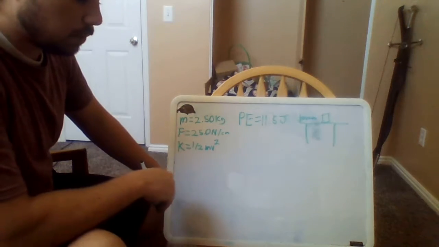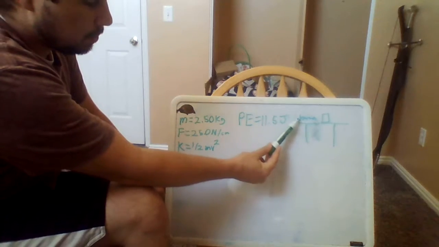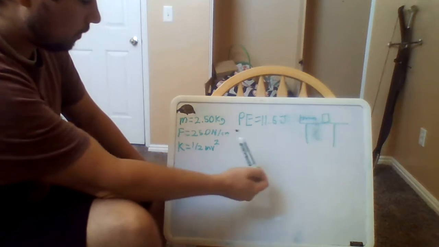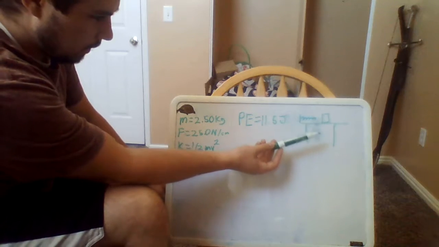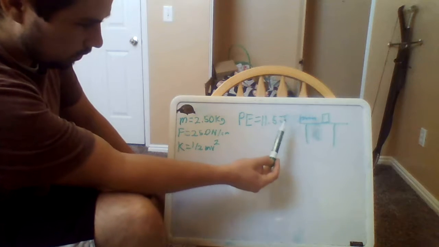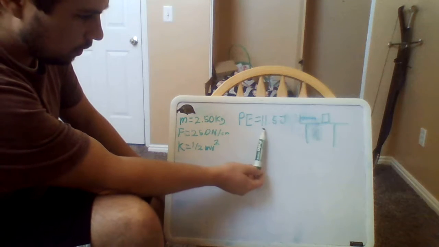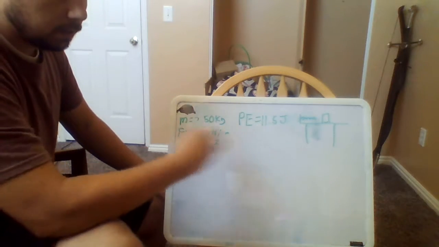Okay, this is problem 23 from chapter 7. We have this tabletop with a spring attached to it and this mass here, this box of 2.5 kilograms. It says we push this box into this spring so that it stores 11.5 joules of energy into the spring, and then we release it.